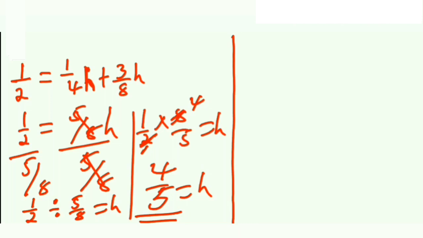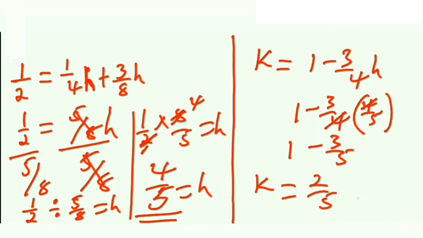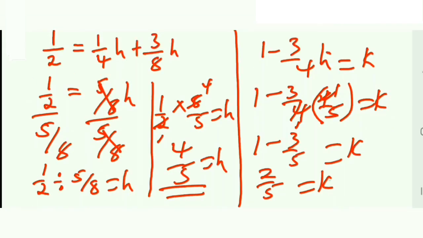Now we substitute this value for H either in equation 1 or equation 2. Let us use equation 1. After making K the subject in equation 1, we got K equals 1 minus 3/4 H. Now let us substitute 4/5 for H. So K equals 1 minus 3/4, open bracket, 4/5. Then 4 into 4, so it's 1 minus 3/5. So K equals 2/5. So H equals 4/5 and K equals 2/5.